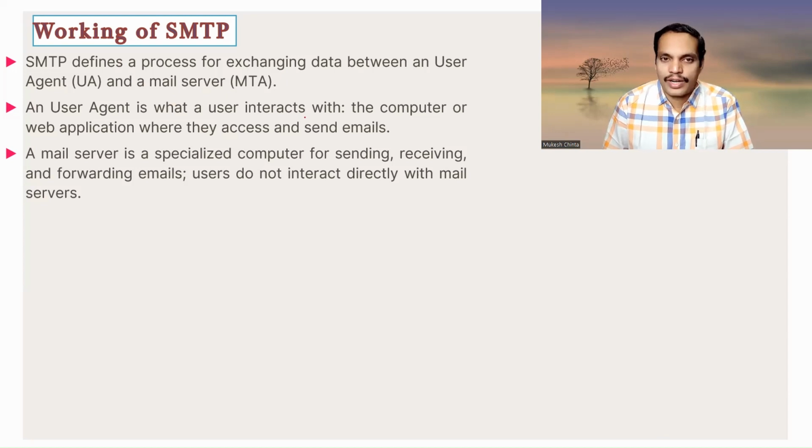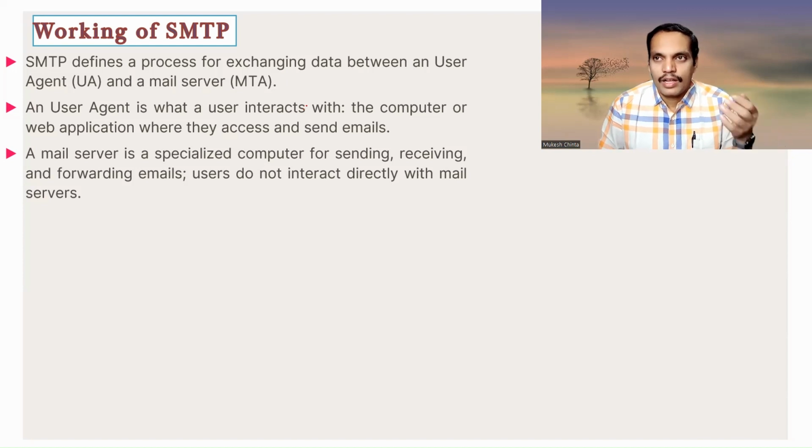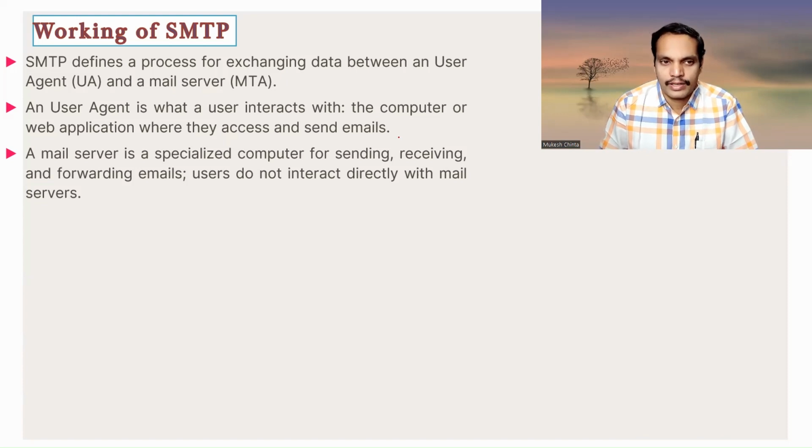The user agent is what a user interacts with. This is the first thing a user uses whenever you want to send an email or read an email. The one that you interact with is the user agent, which provides you with a view of the mailbox, the computer or web application where you access and send emails. A mail server is a specialized computer for sending, receiving, and forwarding emails. Users do not interact directly with the mail servers. The mail servers are maintained by the domains which provide you the email addresses, and the user does not have direct access to the mail server.